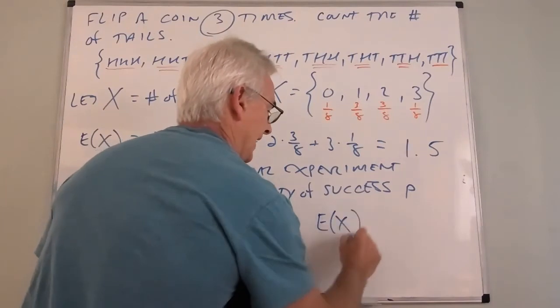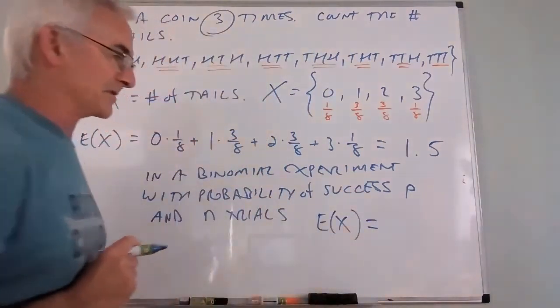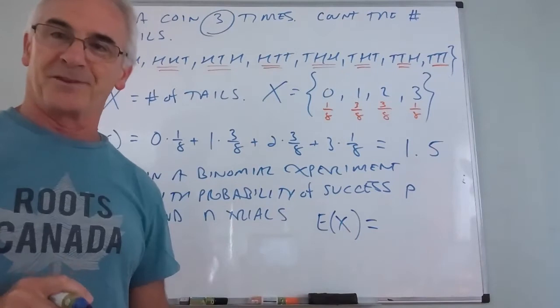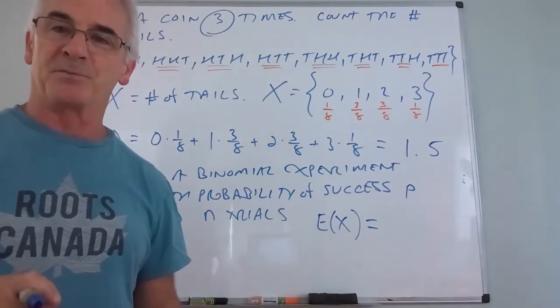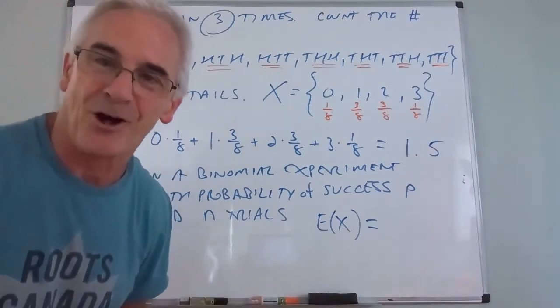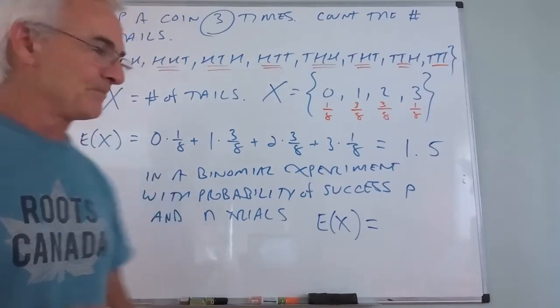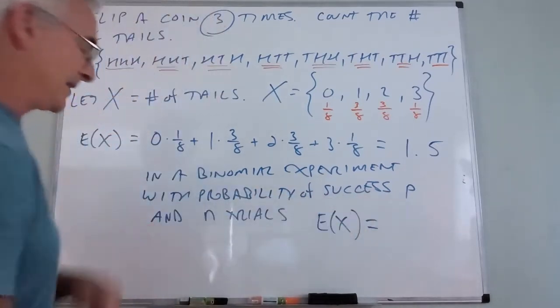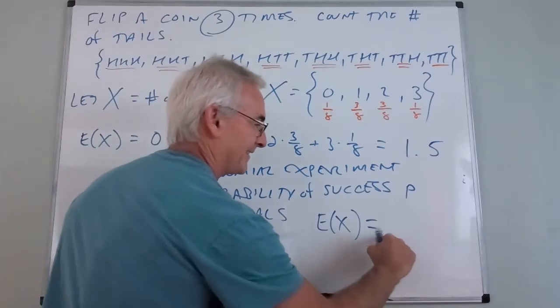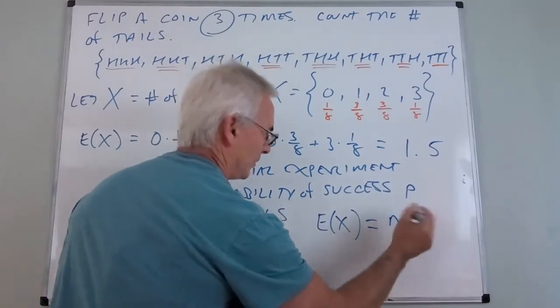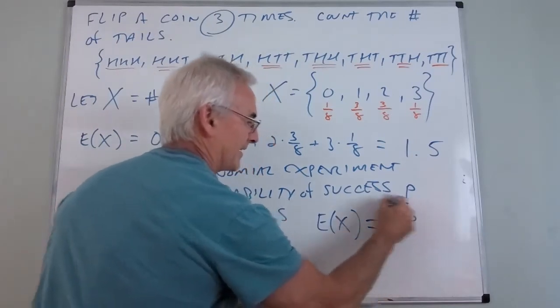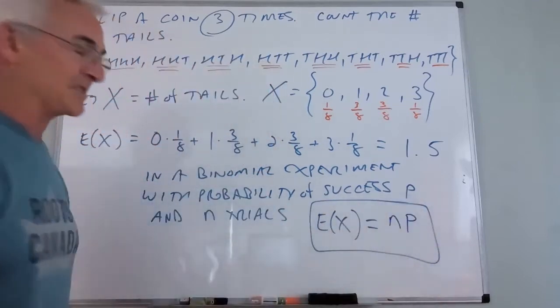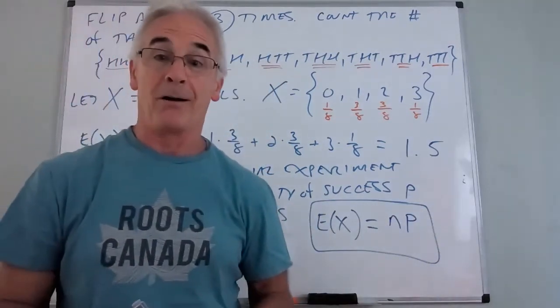If you've had statistics, you know the answer to this. Does anyone know? There's actually a simple formula for this. In a binomial experiment, the expected value is, does anybody know? Just holler it out if you think you know. It's P, N trials. P times N or N times P. That's an absolute mathematical law.